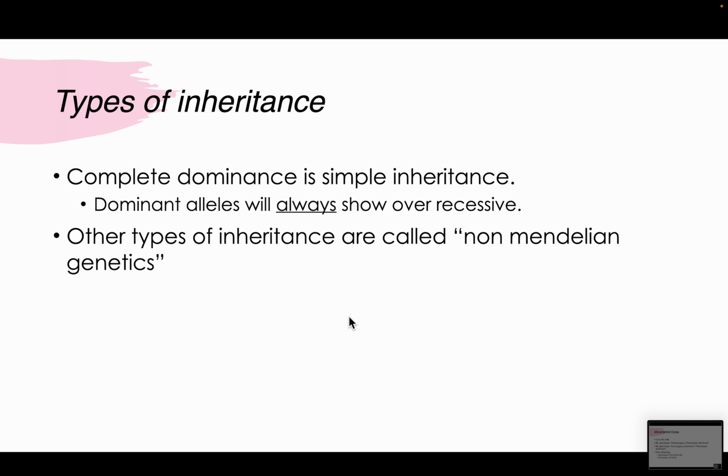Alright, so the type of inheritance we just talked about is simple Mendelian genetics, or just complete dominance. It's simple inheritance. The dominant will always show over the recessive, no matter what. But then all the really fun, scary stuff is called non-Mendelian genetics. That's where things get complicated, because very, very few things actually follow this complete dominance pattern. A lot of things are much more complex than just that.